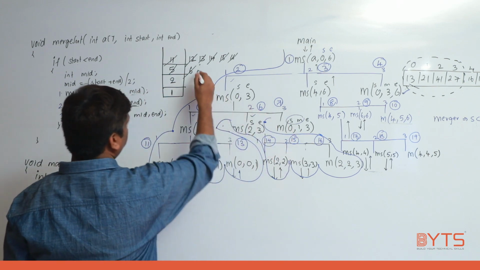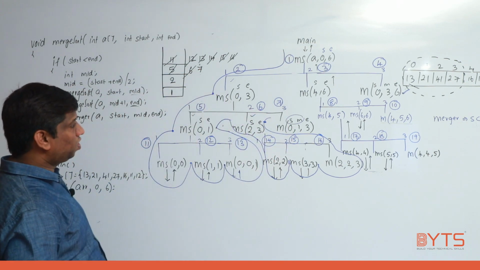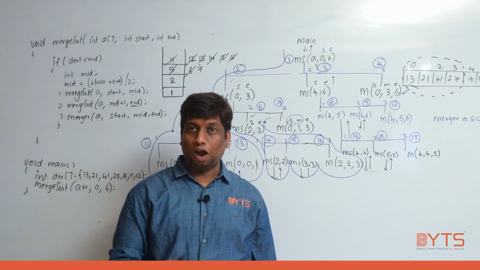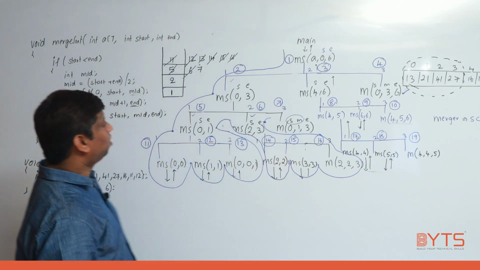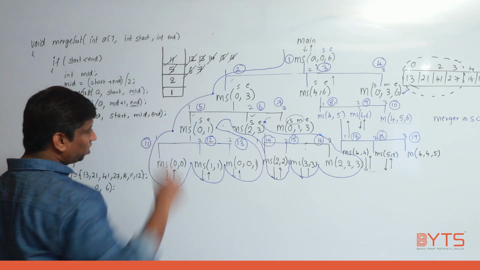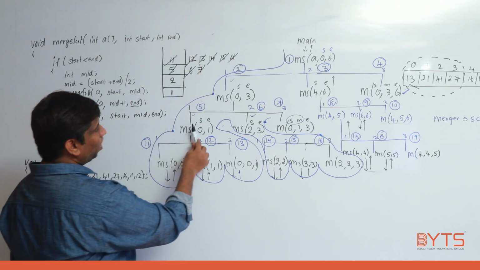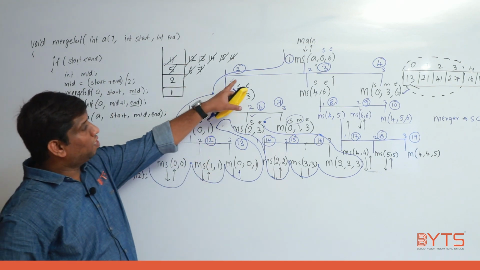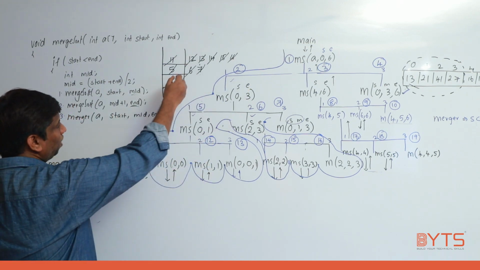7th function. Okay, now I call the 7th function. The 7th function is not having any recursive call, right? 7th is a merger, not merge sort. 7th is a merger. Now 7th also completed. Have you noticed? 5, 6, 7 are on the same level. Okay, fine. Now I came here, second function also completed.